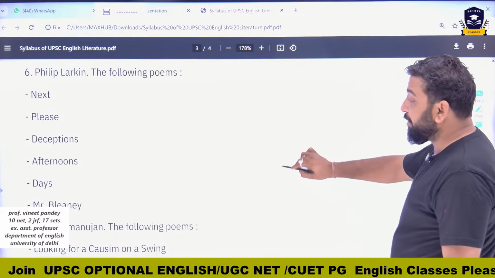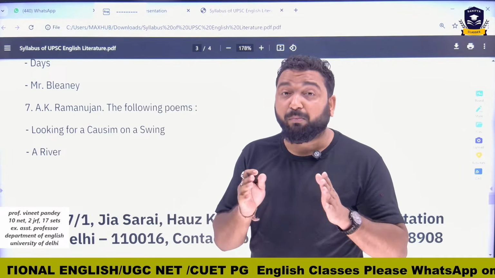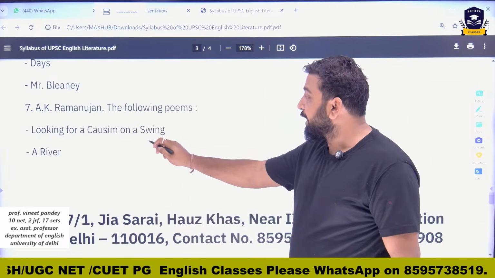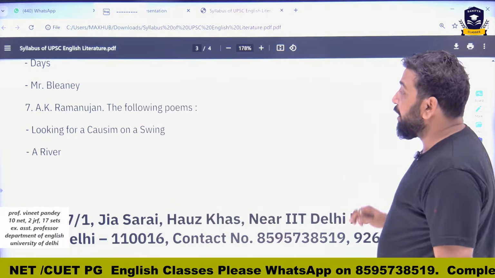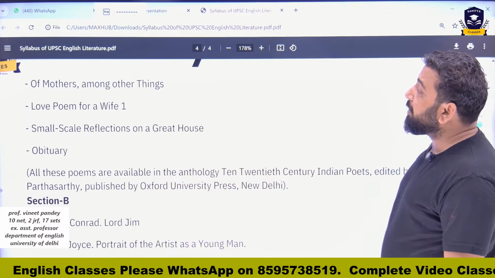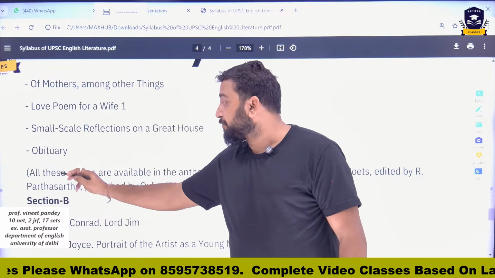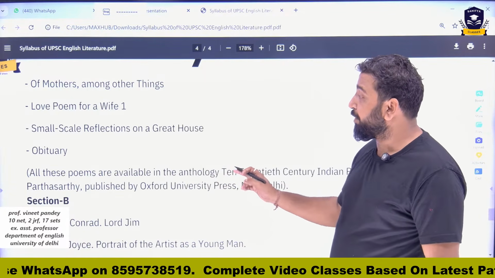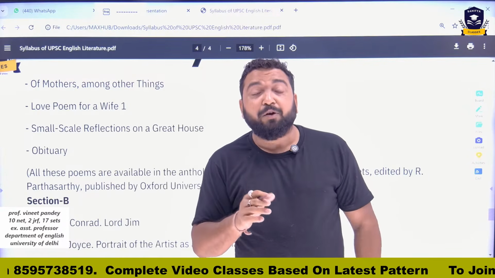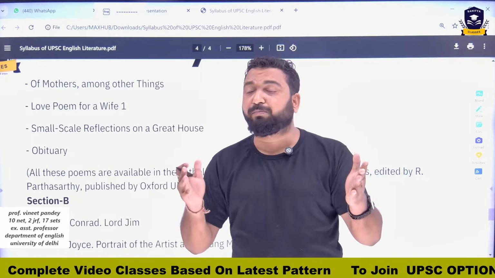Then comes Indian writings. A.K. Ramanujan, one of the leading modern Indian poets of India. One of his greatest works is Looking for a Cousin on a Swing. Then A River, he has written about the Vaigai river. After this, Of Mother, Among Other Things, he talks about his mother, then his wife, Obituary for his father. All of these things are very important. We will do them line by line with hidden messages and all. And yes, we will study more than this syllabus so that you are damn prepared, and your answers are much better than others.